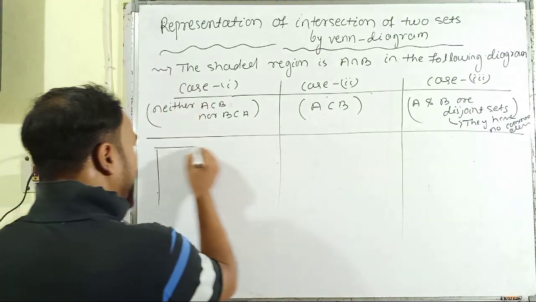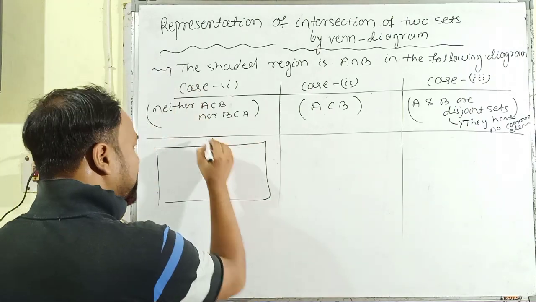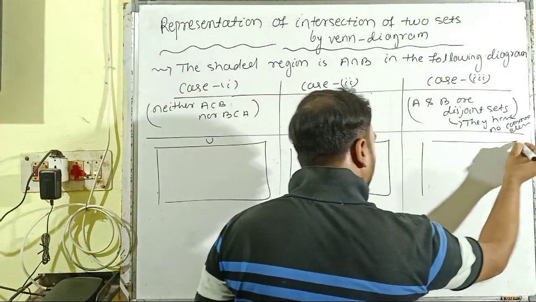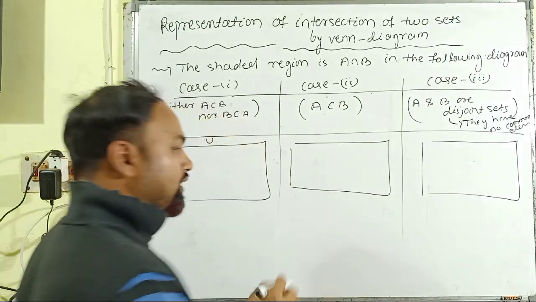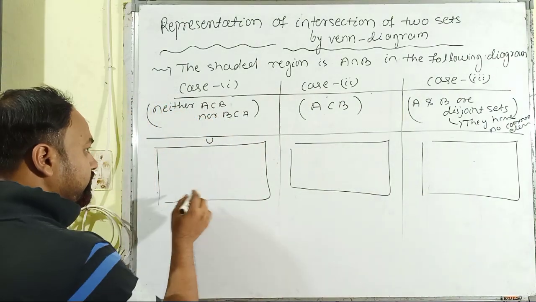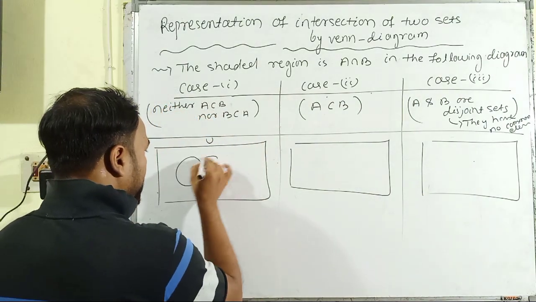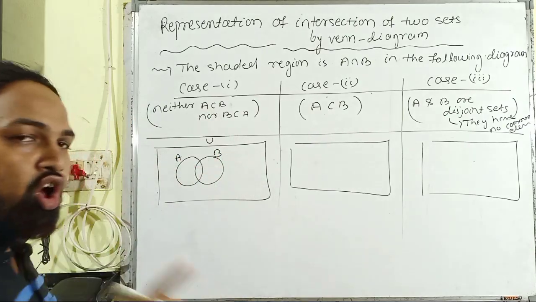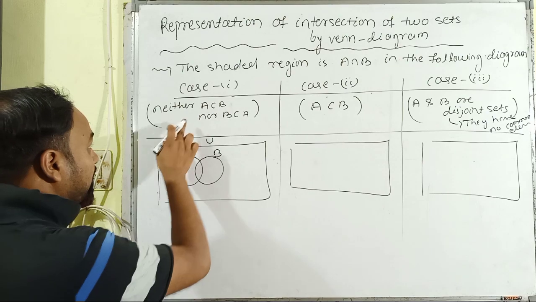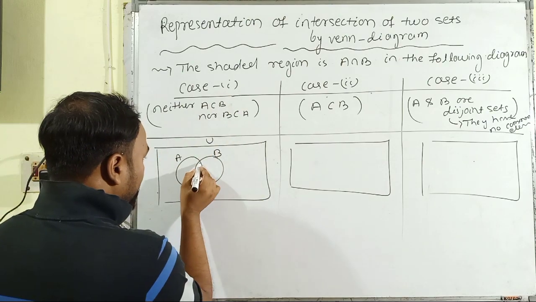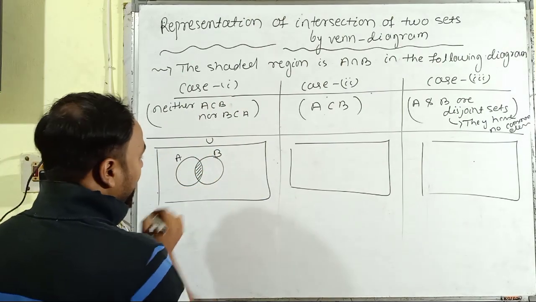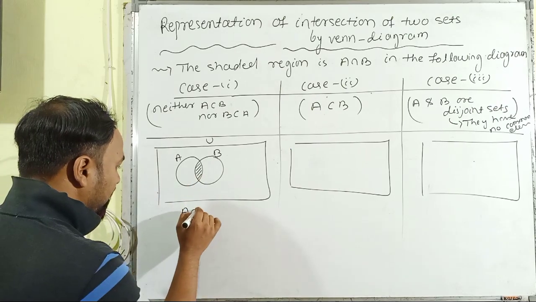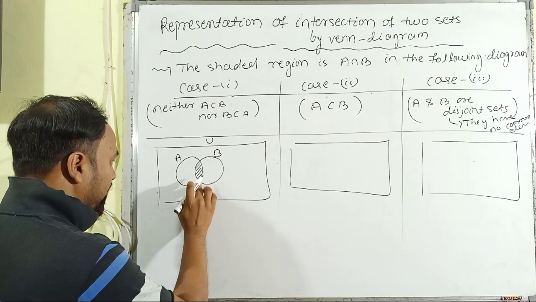So for A and B, I am taking U as the universal set. That means both A and B lie in the universal set. Here neither A is a subset of B nor B a subset of A, and the solution will be the common part between A and B. Here it is the A intersection B.